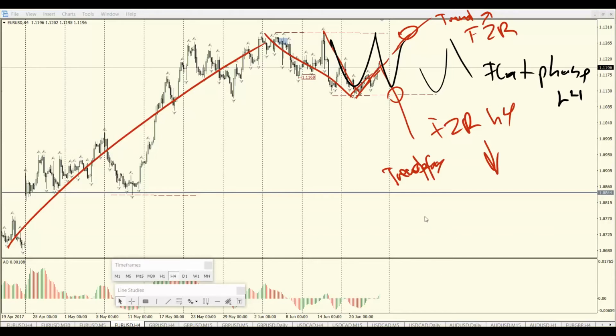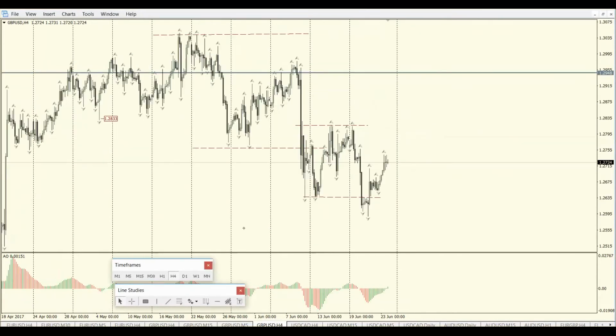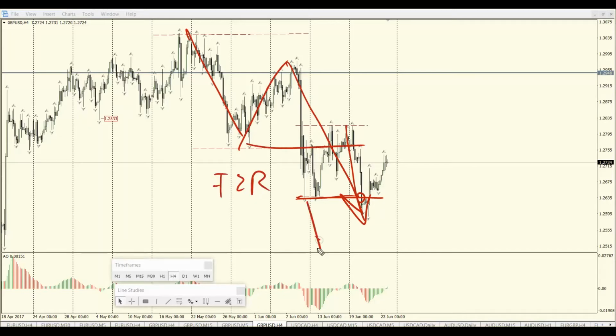Next pair is British Pound. That pair, as you can see, if you watched my last review, you will remember that I was talking about this reference point. So as you can see, we broke through this reference point. Now trend that was created by this FZR is down. So trend phase down of H4. And I am using now my trend following trading system with just a little note to keep in mind.